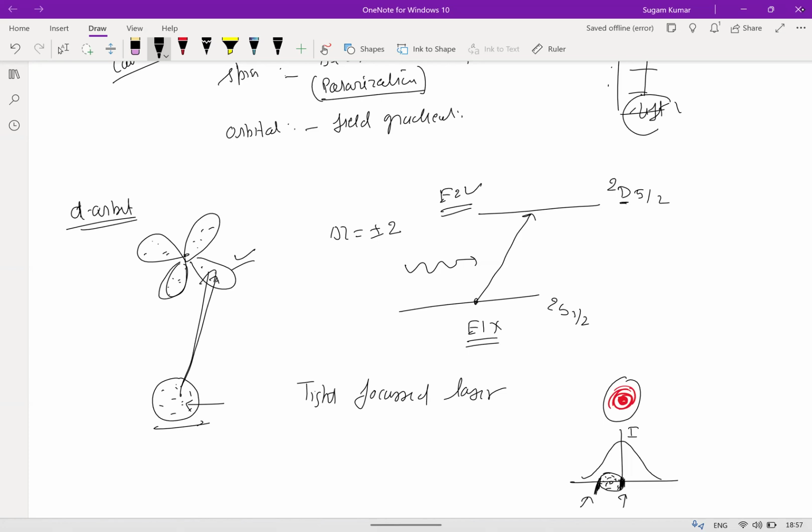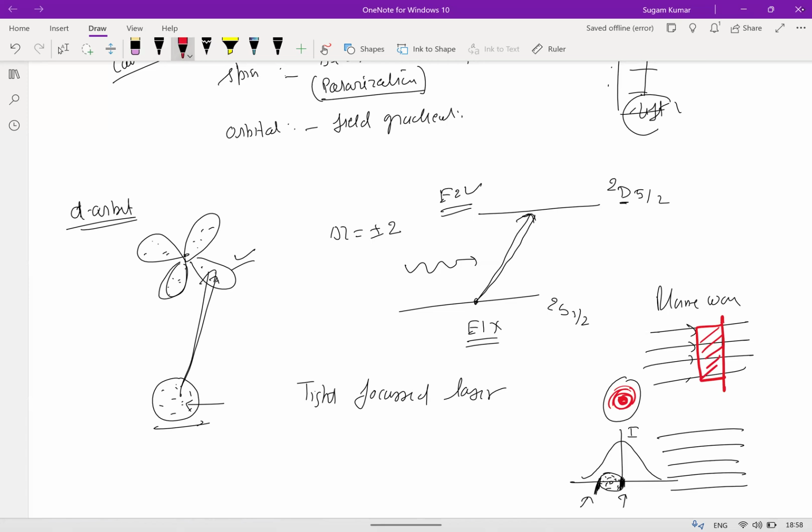So this transition cannot be done if the electric field is uniform, for example, a plane wave. In the case of a plane wave, when light is traveling here, everywhere the intensity is constant, correct? So when you plot the intensity here, it is going to be constant like this everywhere. But in the case of this kind of laser, when the light is passing through, the intensity when you plot it is going to have this shape.